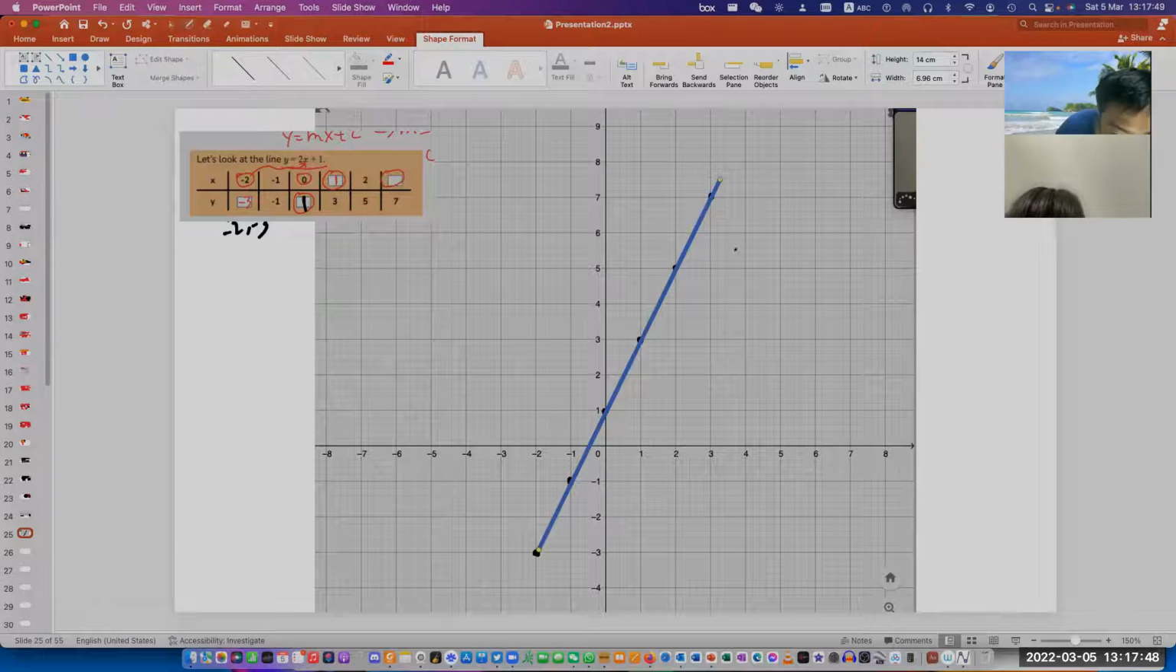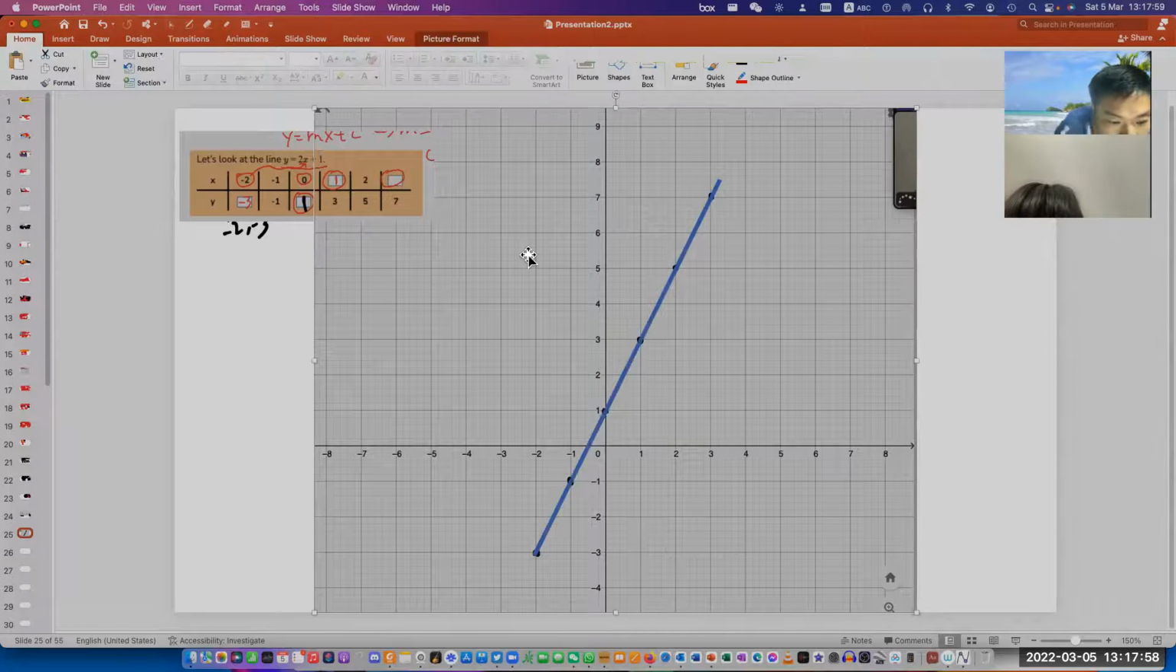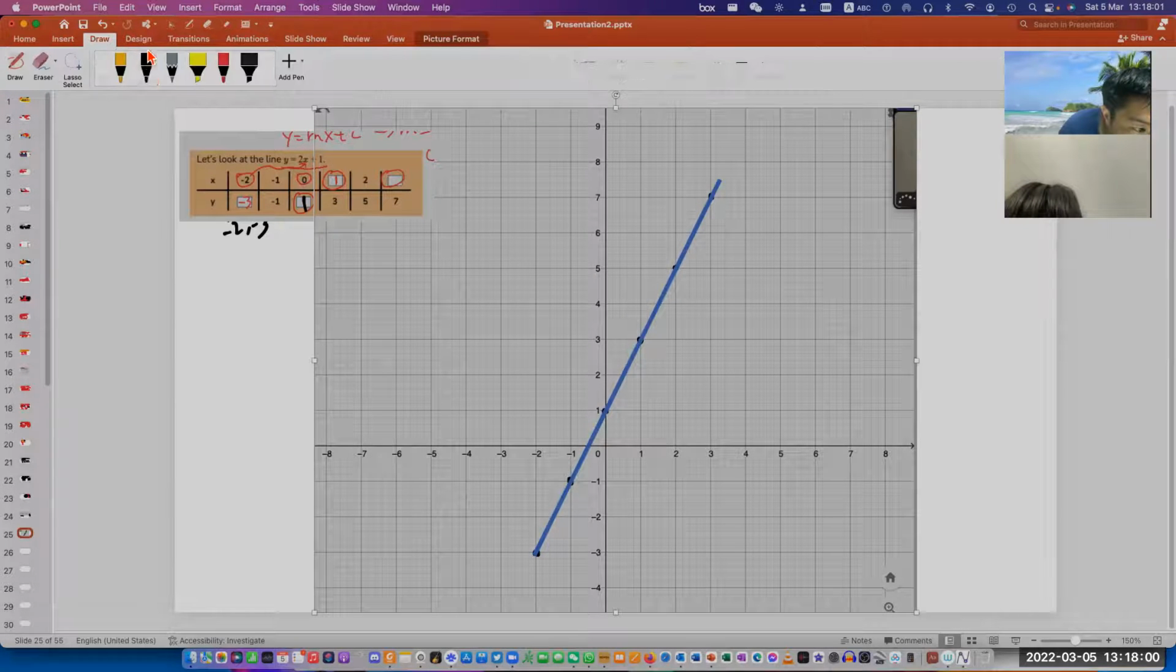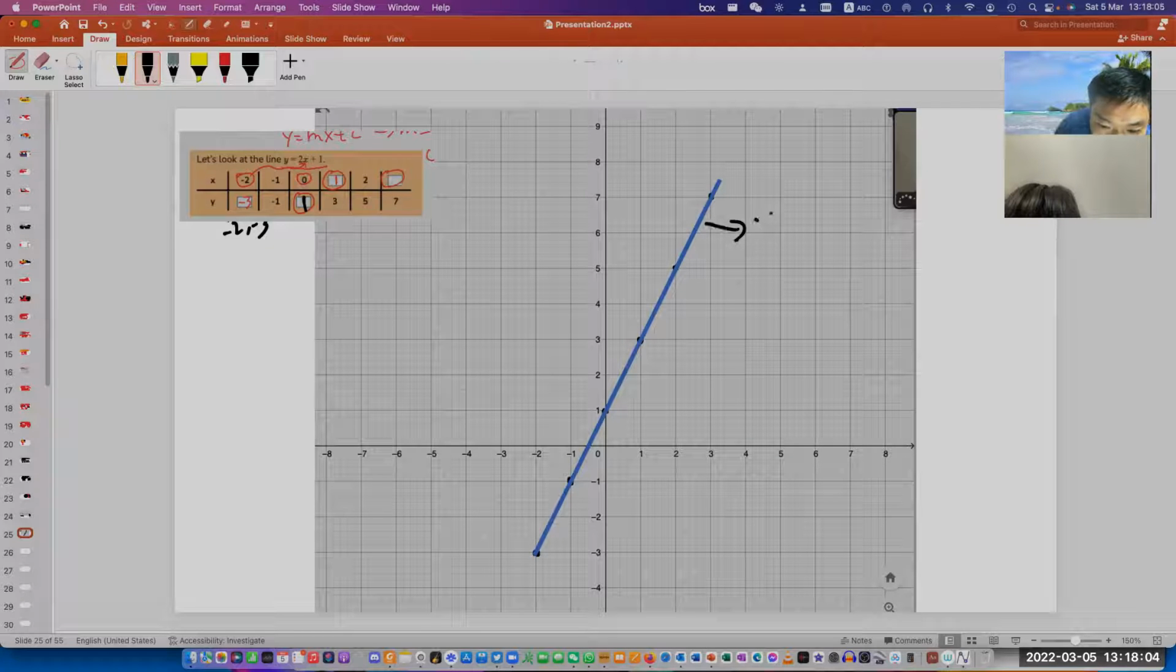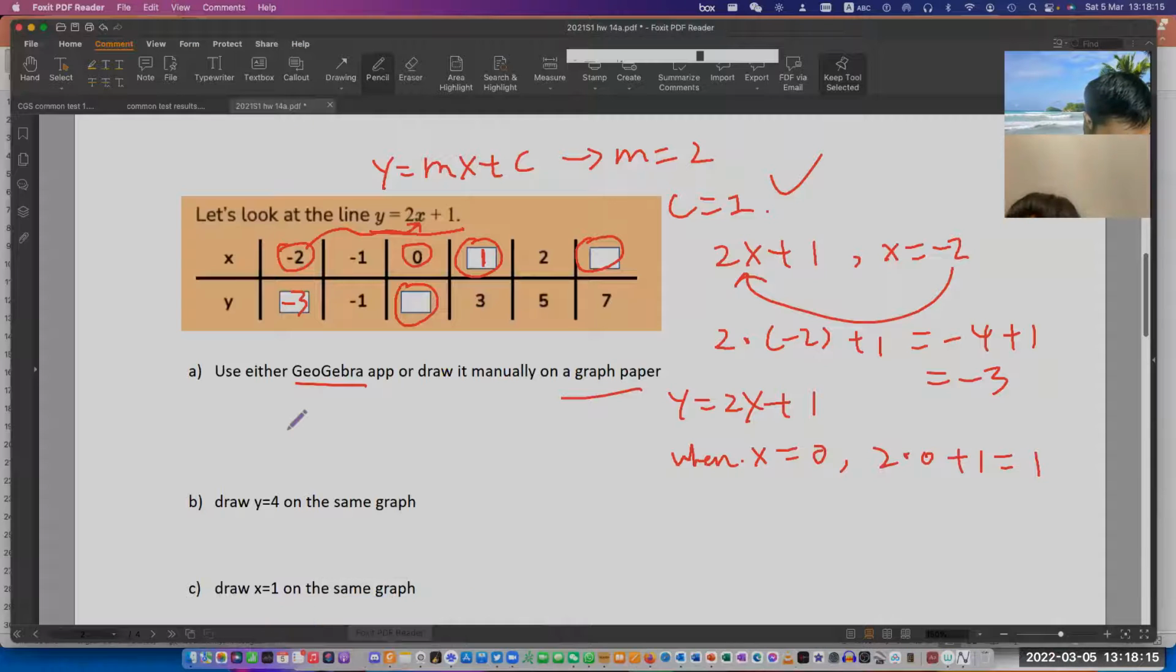Okay, so once you have drawn the line, you must link through all the points. Over here it's not through yet, so must go through it. Then after that you must label. Like I said, there is a name for a straight line. So this is your y equals to 2x plus 1. Okay, so that's how you complete it using graph paper.